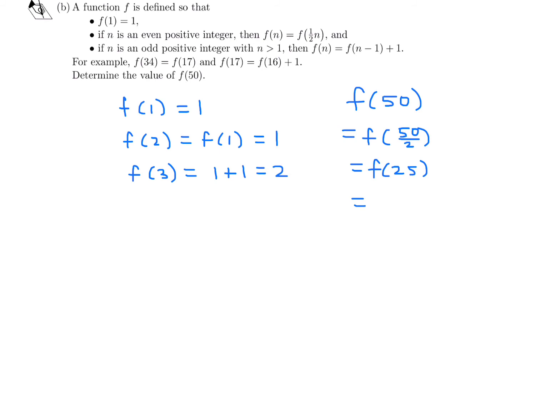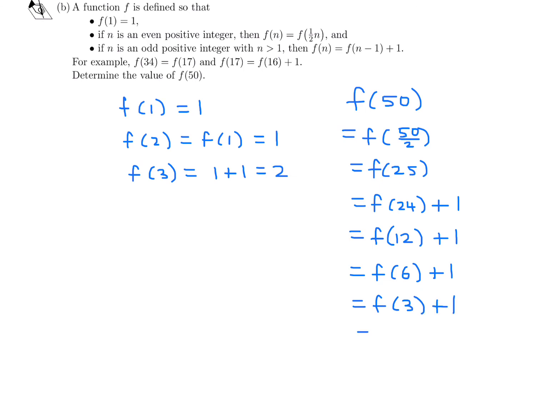F at 25, according to this formula, because 25 is odd, is f at 24 plus 1. F at 24 is the same as f at 24 divided by 2, which is f at 12. And don't forget the plus 1. F at 12 is the same as f at 6, and then f at 6 is the same as f at 3. F at 3 we just got was 2, so we got 2 plus 1, and therefore we have 3 as the answer for the value of f at 50.